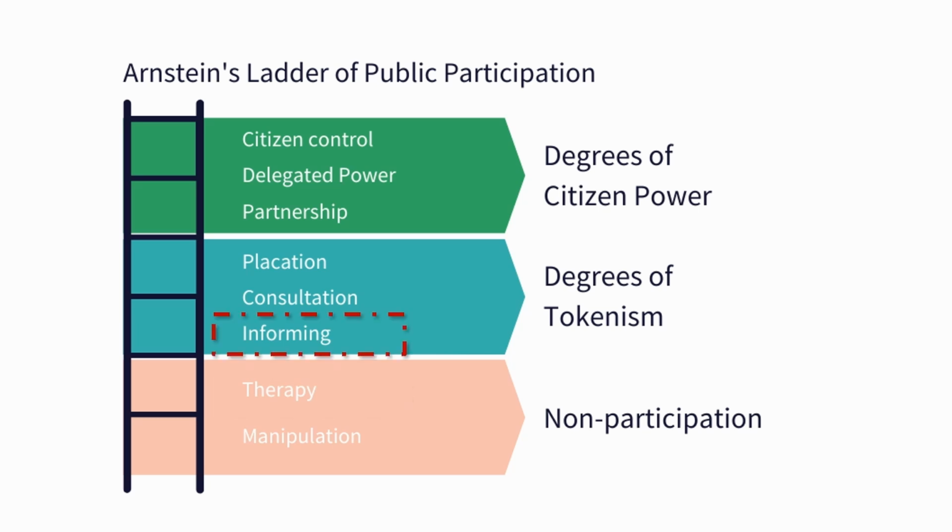Step 3. Informing, providing information without seeking feedback. Step 4. Consultation, asking for feedback but not necessarily acting on it. Step 5. Placation, community feedback is considered, but final decisions are made by the company. Step 6. Partnership. Shared decision-making between the company and the community. Step 7. Delegated power. Community has some decision-making power.